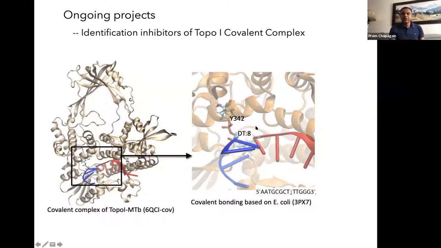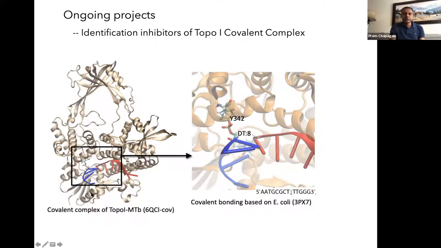Once this is flipped, this has to be joined with this strand. And if you can have a drug there, then the catalytic activity is inhibited. Then we could also halt, or diminish, the function of topoisomerase. So for this, we obtained the covalently complex structure.